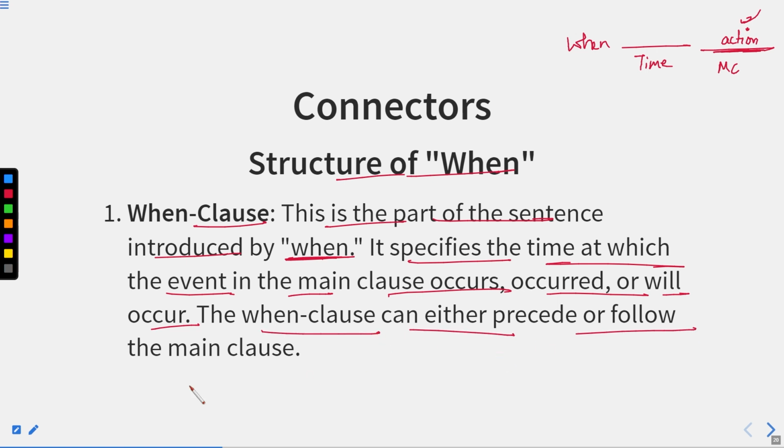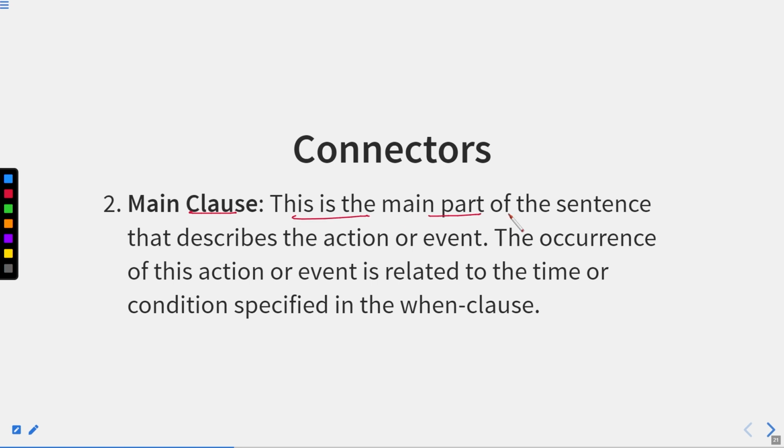The when clause can either precede or follow the main clause. Okay, but after this when clause, the time indication should be mentioned. Main clause. This is the main part of the sentence that describes the action or event. The occurrence of this action or event is related to the time or condition specified in the when clause. Okay, so the action that has been mentioned in this main clause is totally according to the time which is mentioned in the when clause. It means this action is occurring or will occur, or maybe possible it happened only at the time which is given in the when clause.